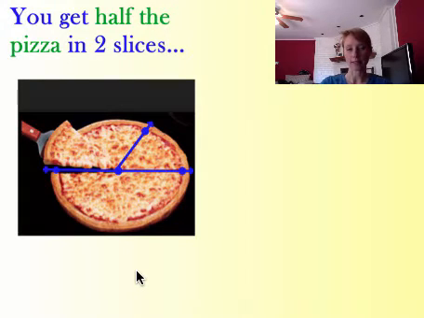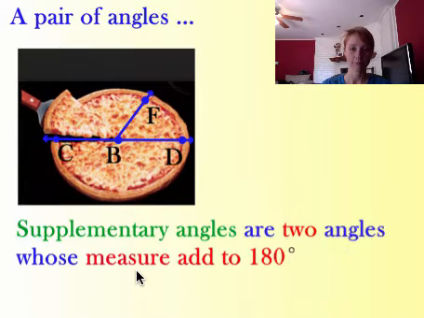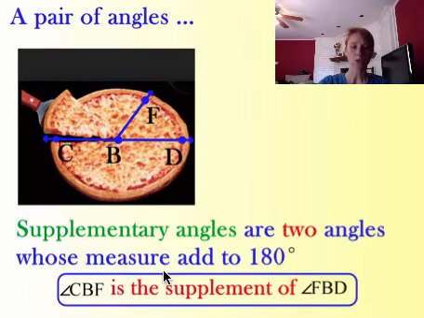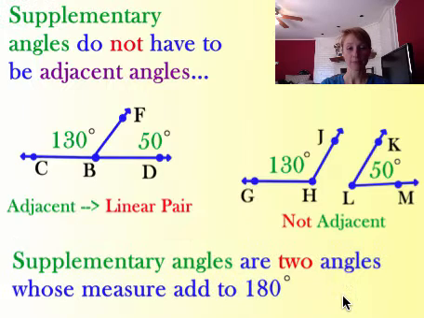Okay, let's go back to our pizza. And let's imagine that again you get 2 slices of pizza that add up to half of the whole pizza. So these 2 angles, CBF and FBD, look familiar. They are the 2 angles we just looked at. But they also form another special pair of angles. And we're going to call these supplementary angles. They're 2 angles whose measures add up to 180 degrees. So we can say that angle CBF is the supplement of angle FBD. That means those 2 angles are supplementary, or they add to 180 degrees. So the thing about supplementary angles is that they do not have to be adjacent angles.